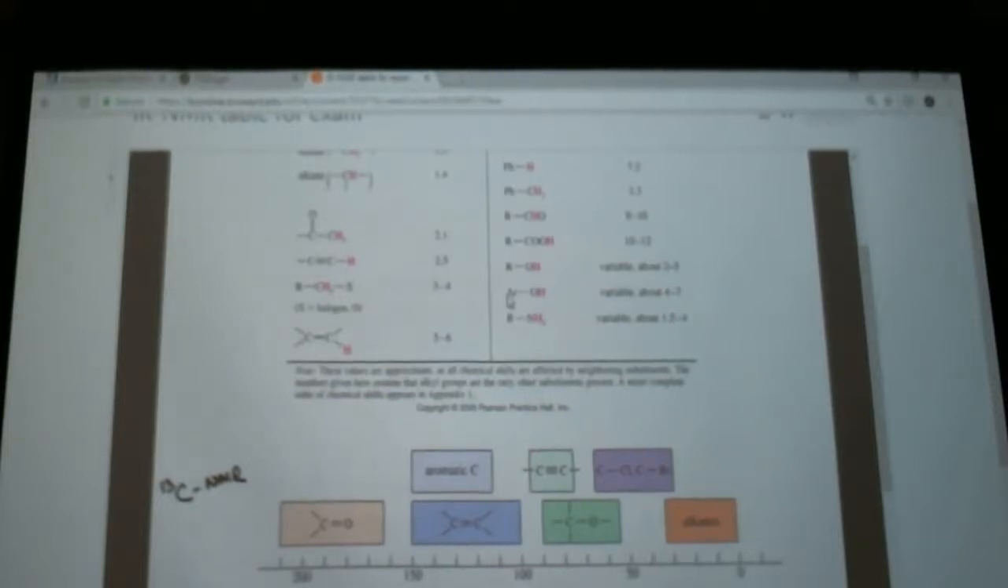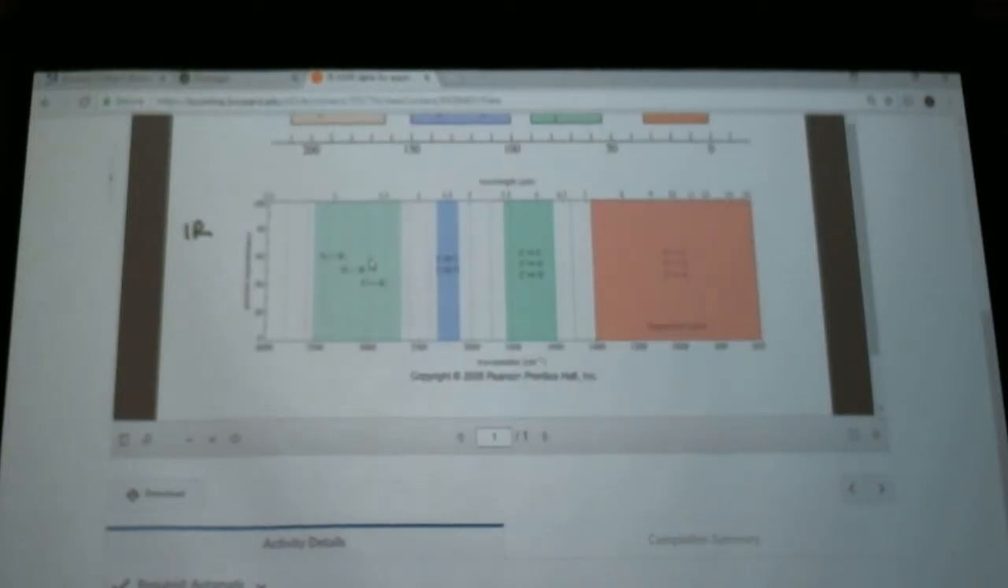You're going to get your chemical shifts for proton NMR. You're going to get your approximate chemical shifts for carbon NMR, the approximate frequencies or wave numbers for your IR. Okay.